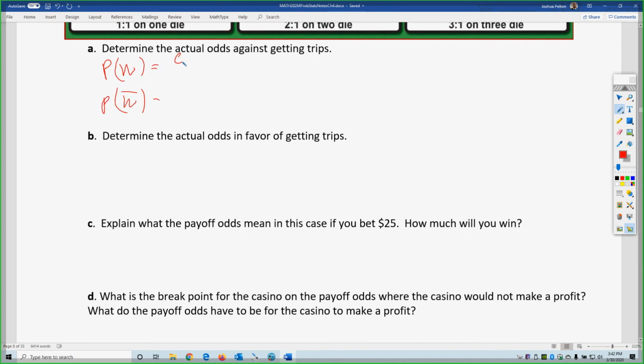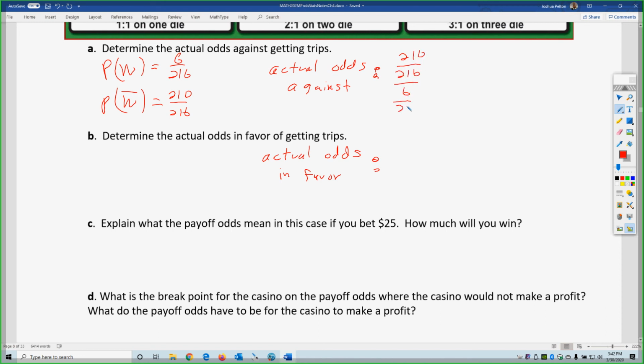Well, there are 6 ways to get the trips, so it's 6 out of 216, which means there are 210 ways to lose. So we have the actual odds against, and this one's asking for the actual odds in favor, which are 2 flips of a coin depending on how you're asking the question. So in this case, we get against, which is 210 over 216 over 6 over 216.